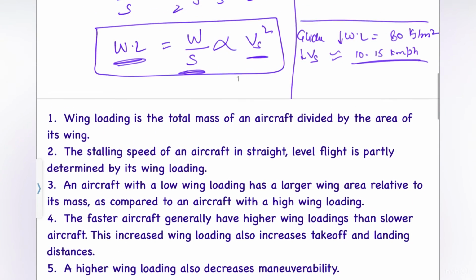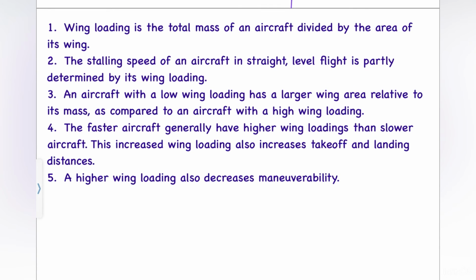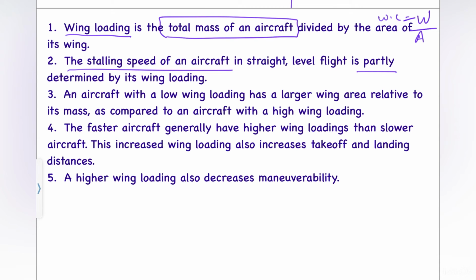There are a few points which I have written for wing loading. I hope I have covered all the points. We'll go through each one of them one by one. Wing loading is the total mass of an aircraft, which we have written as W, divided by the area of its wing. The stalling speed of an aircraft in a straight line is partly determined by its wing loading. Yes, wing loading is directly proportional to the stall speed square. So a high wing loading has a higher stall speed, as we explained for the transport.